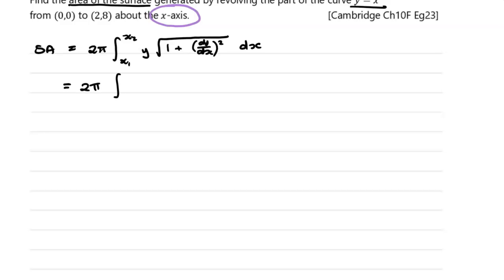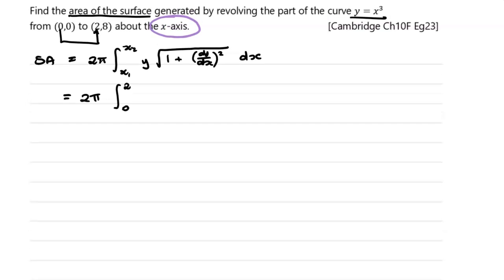So what will our terminals be? Because we're interested in the x-axis, we need to know where we're starting and where we're going to, and that's going to be the x portion of this coordinate. So we're going from 0 to 2. Now, instead of y, we know that y equals x cubed. So we're going to put x cubed in where y was.